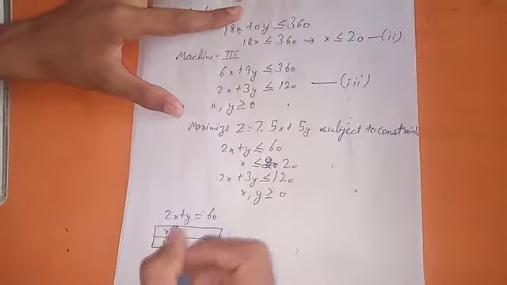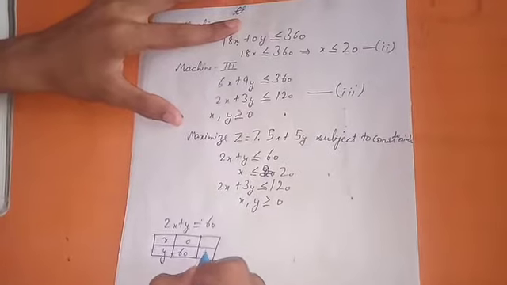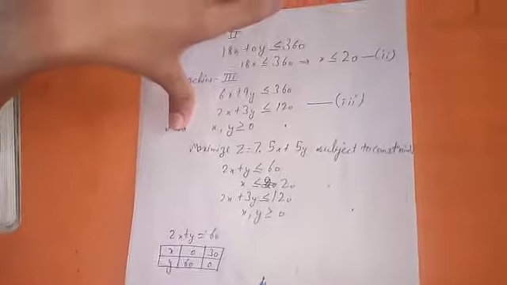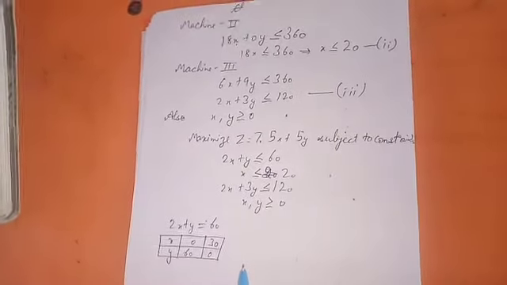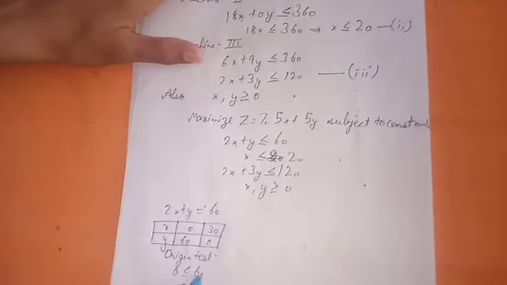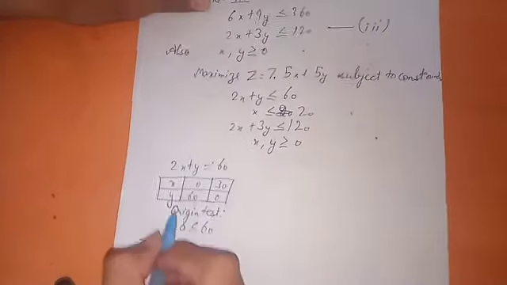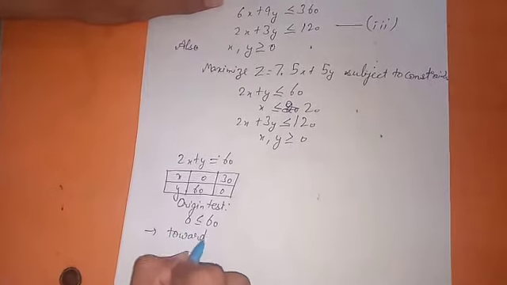X and y will make a table. When the value of x is 0, y is 60, and when y is 0, x is 30. Okay, so now we will do the origin test. If we do the origin test, 0 is less than or equal to 60, and it is true, and if it is true, we will get the feasible region towards the origin.